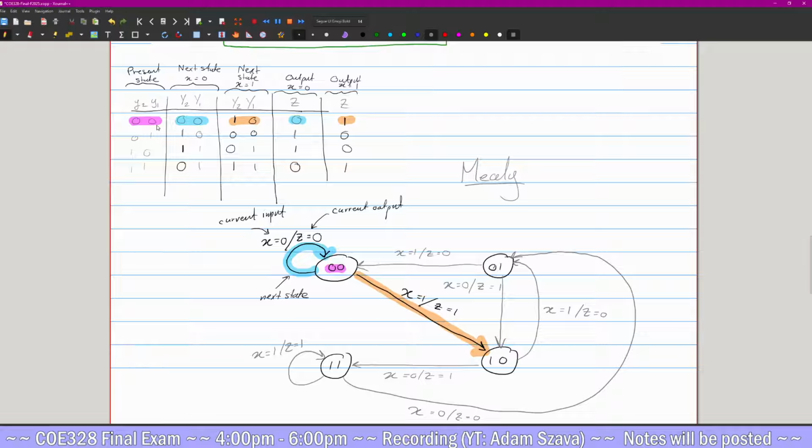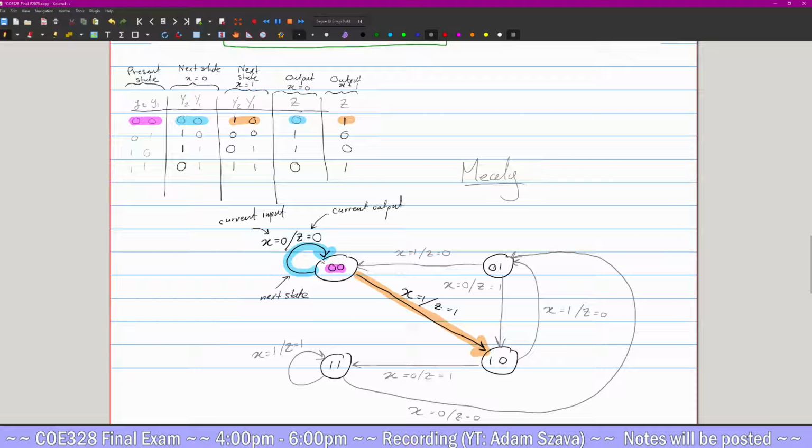So the blue and the orange is just the very first row. The blue is telling me if I'm in state 0, and my next state, do you see my mouse moving when I'm pointing? Okay, good. So I'm in state 0. My next state is also 0, but that's only when X is 0. So then I draw this. When X is 0, my current input 0, my next state is 0, and it happens to be that my current output is also 0.